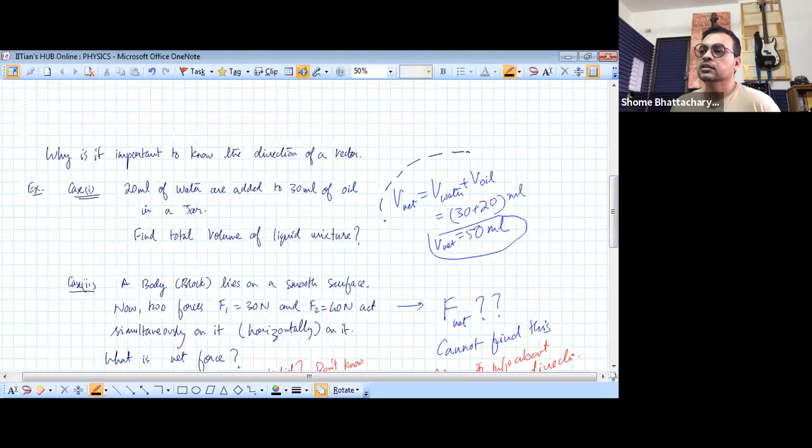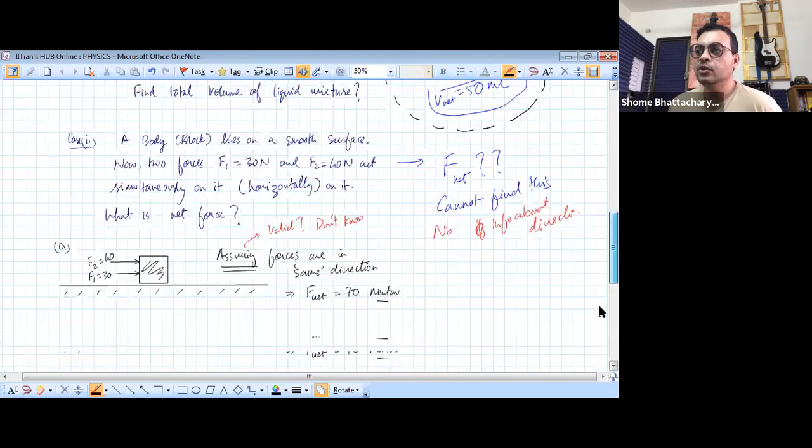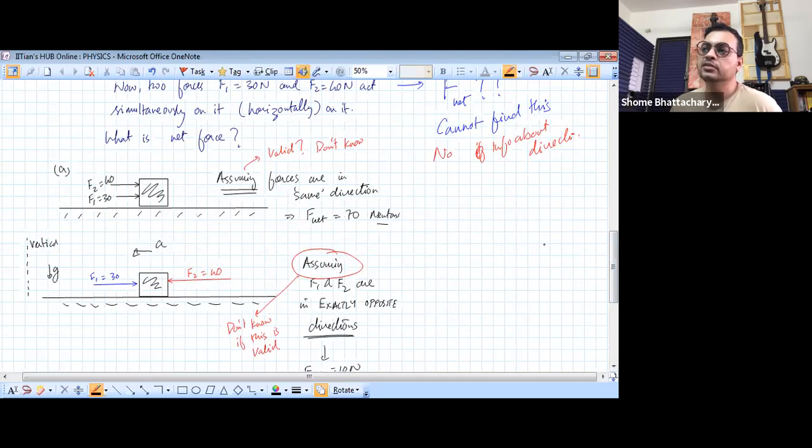Plus here you can see this thing, it's an operation which we call scalar addition. This kind of operation is called scalar addition. Now, why are we doing scalar addition? Because volume is what kind of quantity? It is a scalar quantity. So scalar addition कैसे होता है? It is according to the normal principle of algebra. Understood the point? Whereas vector quantities कैसे add होते हैं? That is something we will now learn. As of now, we don't have any information about it.